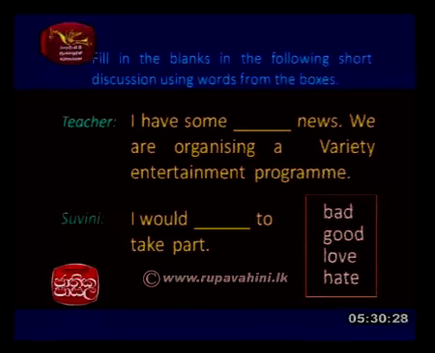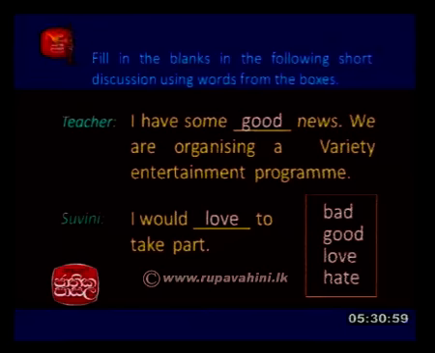Right. So the teacher is what are the words, children? Bad, good, love, hate. Right. I have some what news? Good news, because organizing a variety show is a pleasure for students, not bad news. They are really happy to do something like that. Yes, so the first blank is good. I would love or hate? Love to take part. Students really love to take part in such activities.